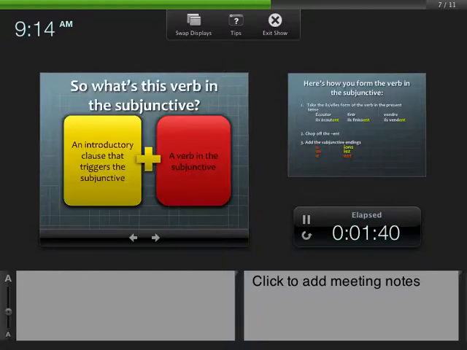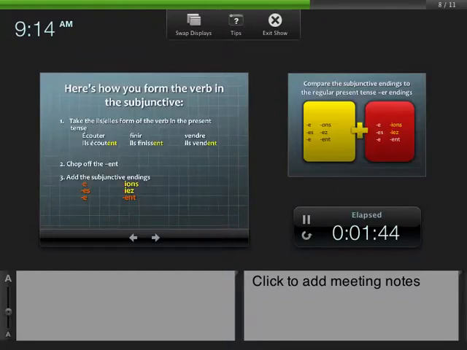So, what is this verb in the subjunctive? Here's how you form it. First, you take the ils, elles form of the verb in the present tense. For example, écouter, we've got ils écoutent. Finir, we have ils finissent. Vendre, we have ils vendent. Next, you chop off the ENT, and then you add the subjunctive endings.